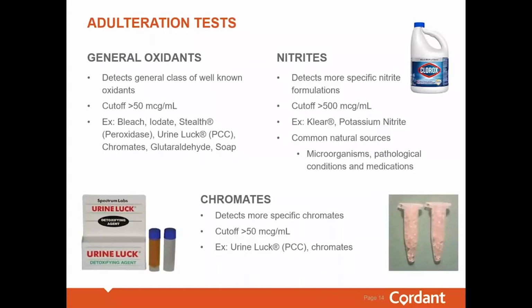Before we move on to creatinine, because it is the most important test in determining tampering, let's talk about some other commonly ordered tests. General oxidants detect a general class of well-known oxidants, which include, to name a few, bleach, iodate, stealth peroxidase, urine luck, chromates, glutaraldehyde, and soap. Nitrites and chromates are both generally identified in the oxidant panel, but can be more specifically calibrated in additional specific testing. Some examples of nitrites include the well-known clear adulterant, and in chromates, the well-known urine luck product.